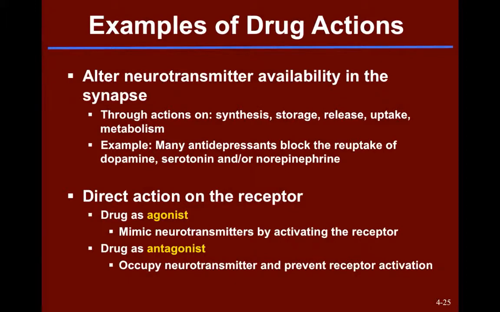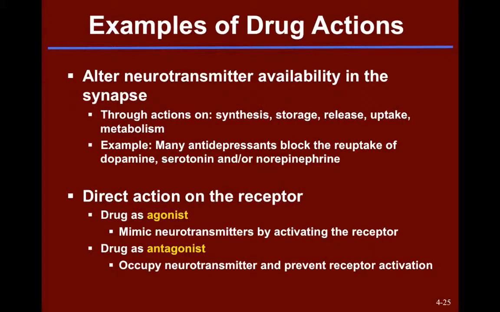So it might affect synthesis, where the neurotransmitter is being created. It might affect storage, release, and uptake, where it's crossing the synapse, or it might affect metabolism. An example of this, antidepressants. Many of these block the reuptake of neurotransmitters like dopamine or serotonin. And because it's blocking the reuptake, then it's actually increasing baseline dopamine and serotonin levels. And we suspect this is why those antidepressants are actually affecting mood in the people who are taking them. Okay, so there's one example, altering the availability of neurotransmitters.